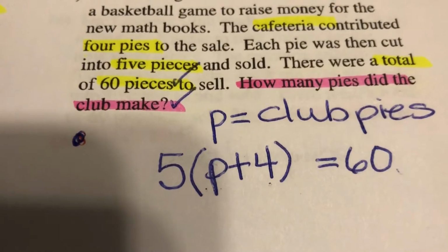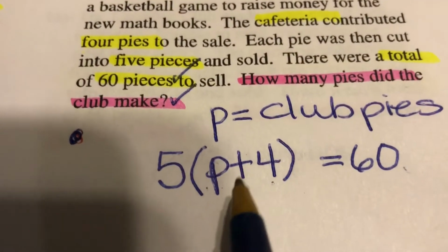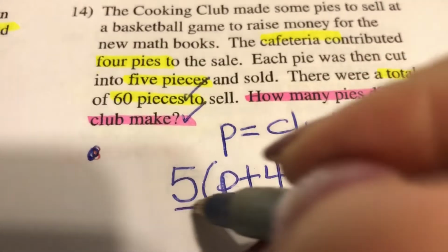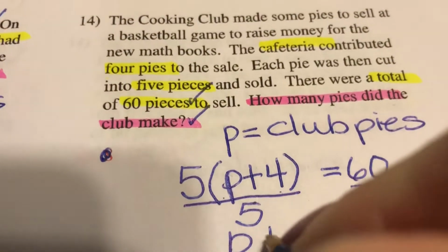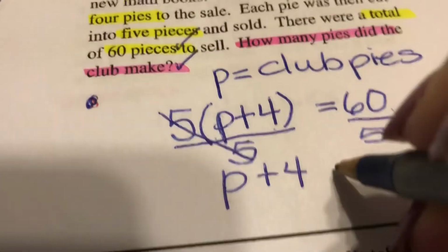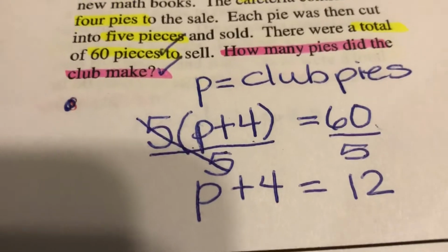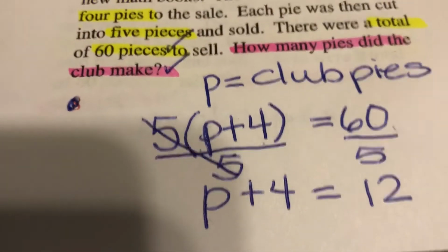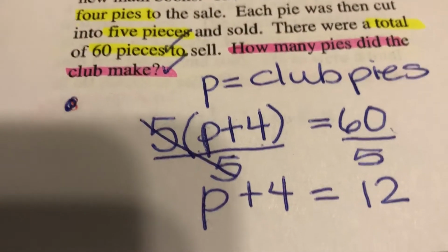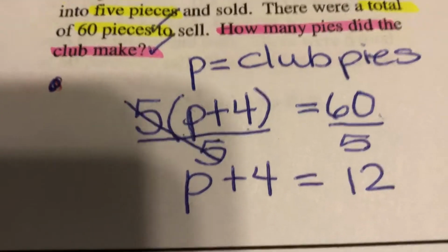I prefer to do it this way. Since this whole quantity right here in parentheses is being multiplied by 5, the method I prefer to do is to just go ahead and divide this whole thing by 5. And you get p plus 4, because these 5s would cancel, is equal to 12. Okay? And that way you don't have to distribute, then do the subtraction, then do the division. It's a little bit shorter, okay? Because you'd have to multiply everything anyway, then divide it out again. You'd still get the same answer.